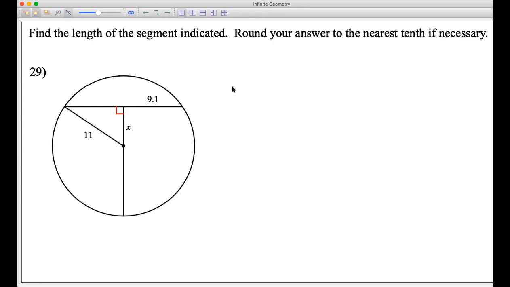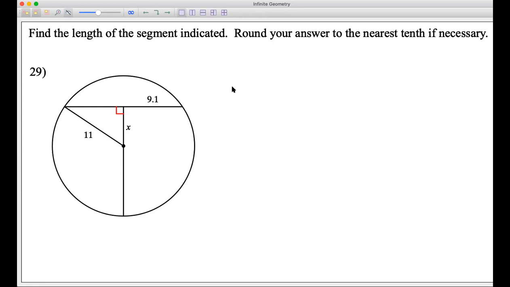How many things do you need for the Pythagorean theorem? One side, two sides, or three sides? I need two sides. I got 11. We've also got 9.1. And then we have this perpendicular, so we have a diameter or radius that goes through a chord. Theorem 9, whatever that is, says that therefore this is 9.1. Well, that's just the Pythagorean theorem then.